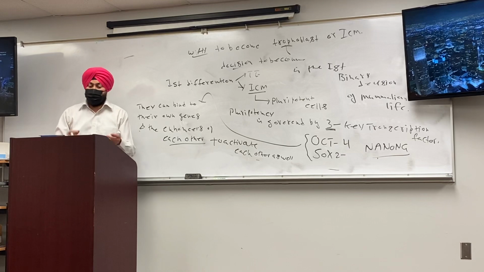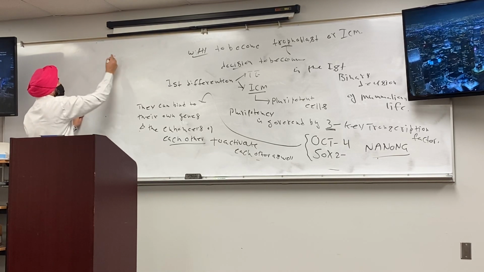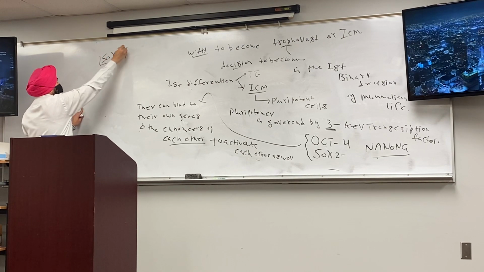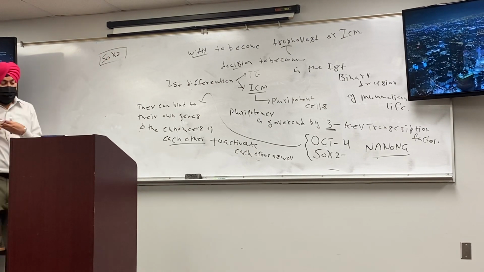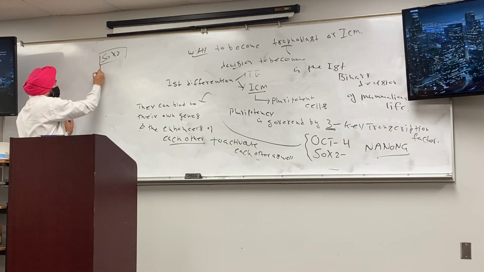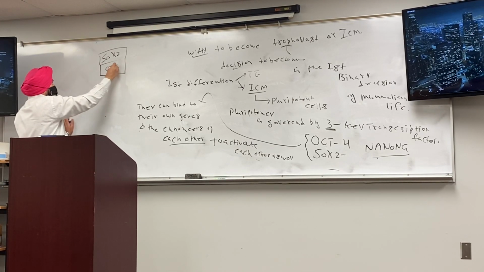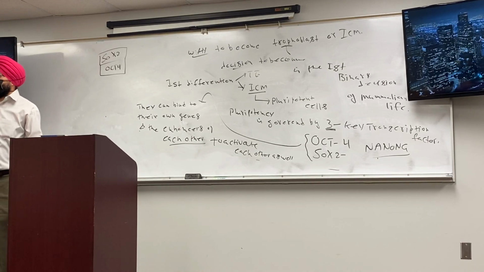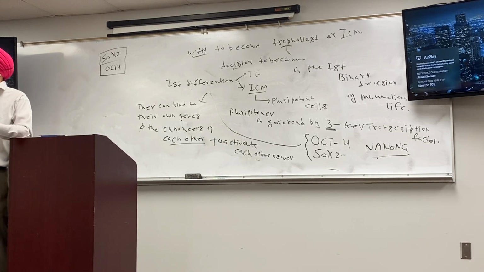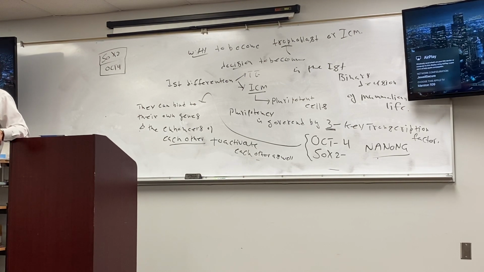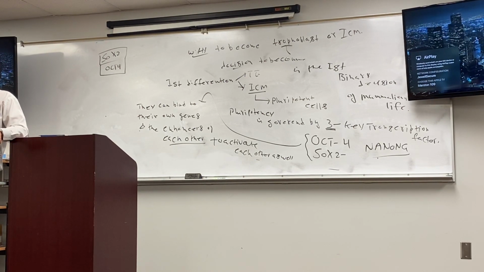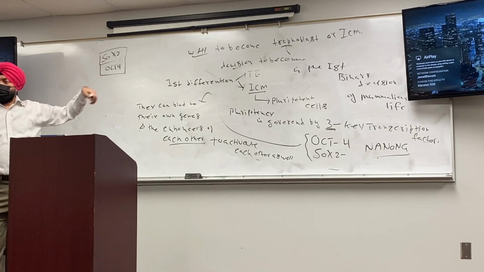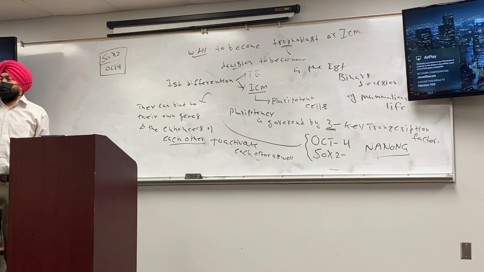What do they do, and how do they do it? So you have this SOX2. SOX2 can form a dimer with OCT4. Now SOX2 itself, as a transcription factor, can bind to its own gene and activate more and more SOX2. OCT4 can go and bind to its own enhancer and activate more and more.